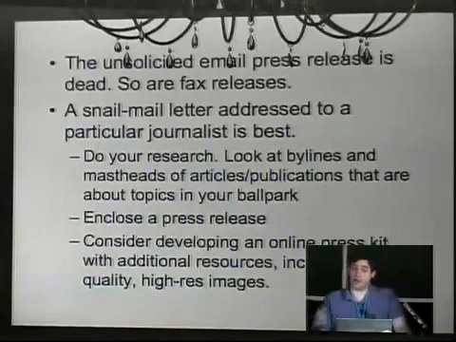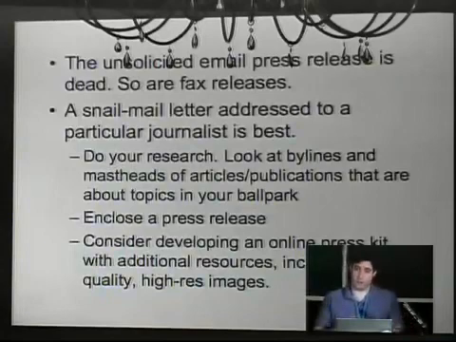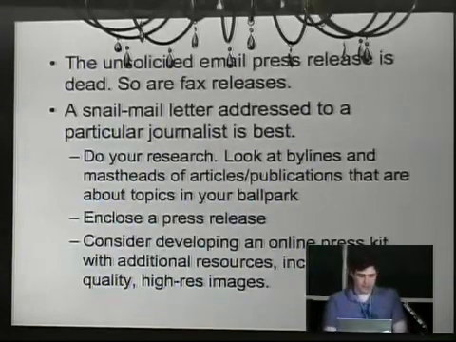The advantage of this is if you have those, the press will use them because we're lazy and we're cheap. Why send a photographer out to you if you've got a great photograph that we can use? And so there you've done a certain amount of being able to control the image.